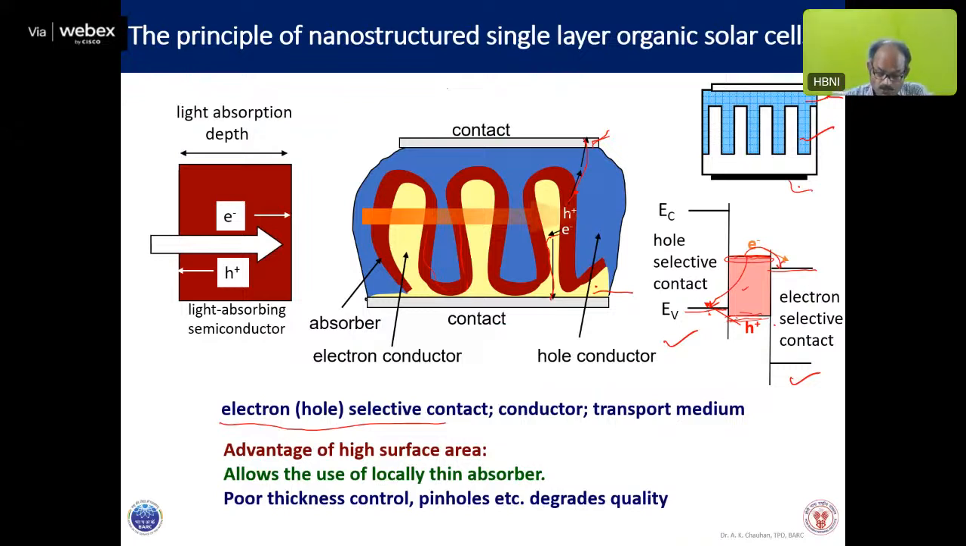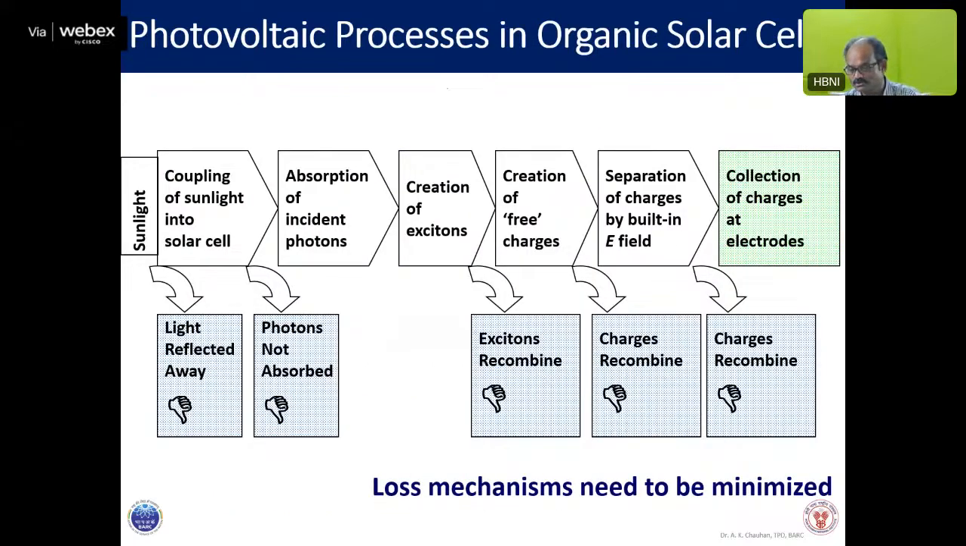So pinhole means, suppose you don't deposit the layer very uniformly, and there are holes where this material and this material get connected to each other, and so it will provide an easy path for electrons and hole pairs to recombine rather than going to the external circuit.